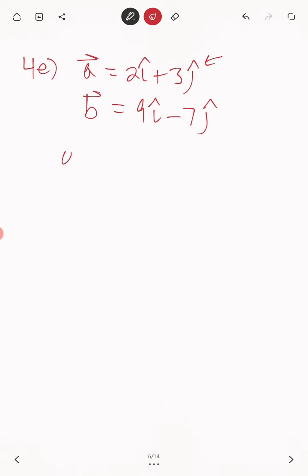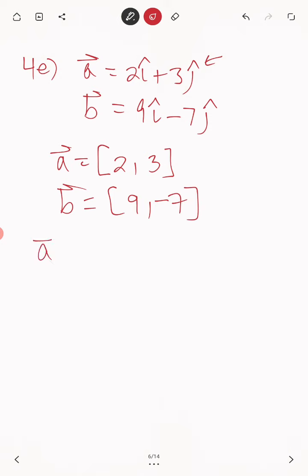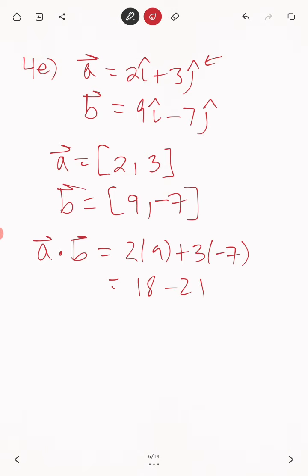We can rewrite these vectors in component form if we want. We don't have to. We could do the dot product directly from here, but we could also rewrite vector A in component form as 2, 3, for example, and vector B in component form as 9, negative 7. And then we can go ahead and do the dot product from there, which would be 2 times 9 plus 3 times negative 7. And so that's 18 minus 21 equals negative 3.